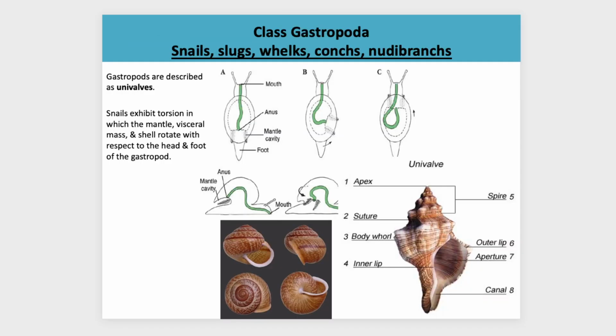Our next class would be the Gastropoda. This would be the snails, slugs, whelks, conches, and nudibranchs. So these organisms, the Gastropoda, they are described as univalves. Uni meaning one, so these are one-piece shells. And that's what you see there in the images. They exhibit something really interesting called torsion, where basically their body plan reverses itself. As it develops, the mantle, the visceral mass, and the shell rotate 180 degrees. And we'll talk about why that happens here in a second, but that's something really interesting about these gastropods.